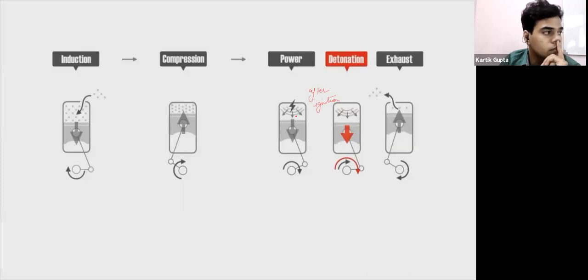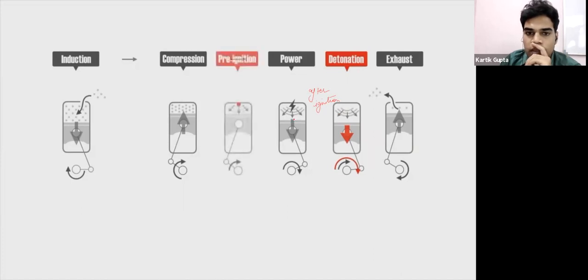Detonation sounds like pinging, and it can damage the engine. Knocking. Pre-ignition, on the other hand, is the ignition of the mixture prior to the spark plug firing. This may be caused by an overheated spark plug or a glowing carbon deposit in the combustion chamber that ignites the mixture and forces the piston in the opposite direction to its intended travel.